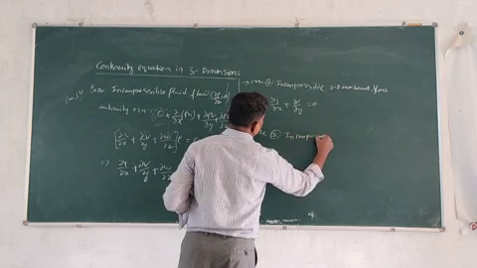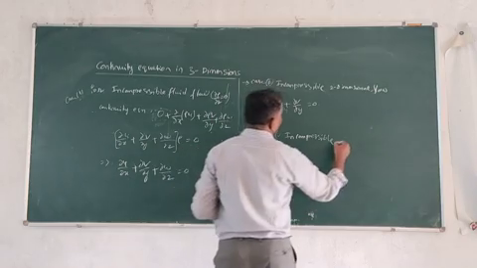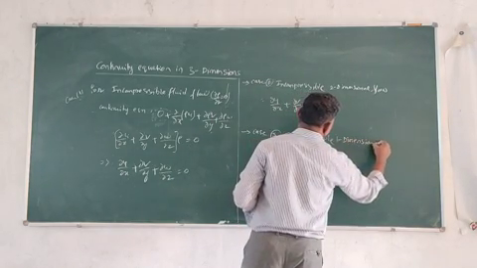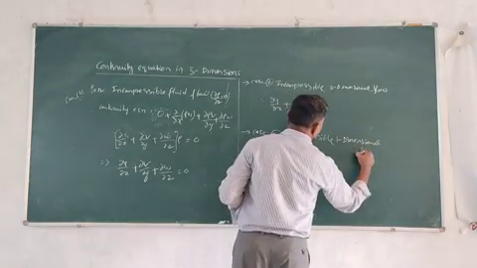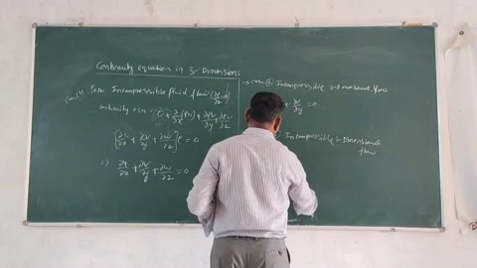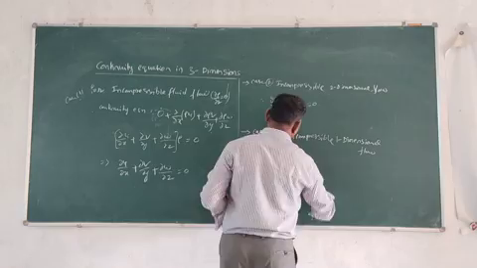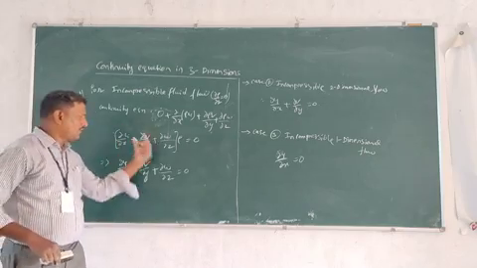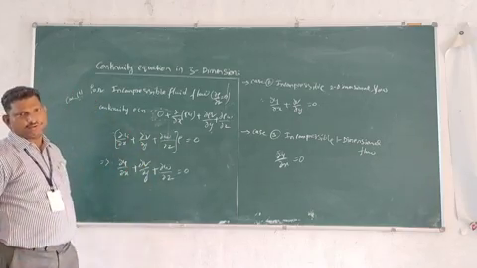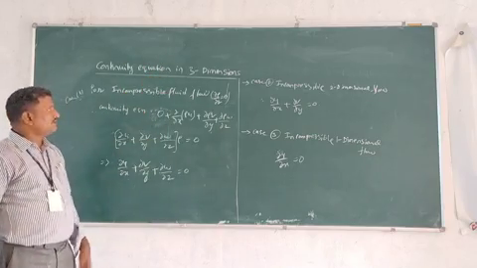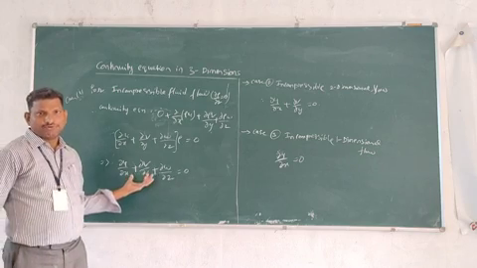Case 3, incompressible one-dimensional flow. ∂u/∂x is equal to 0, or ∂v/∂y is equal to 0, or ∂w/∂z is equal to 0. In this way, we can derive the continuity equation for three-dimensional fluid flow. Thank you.